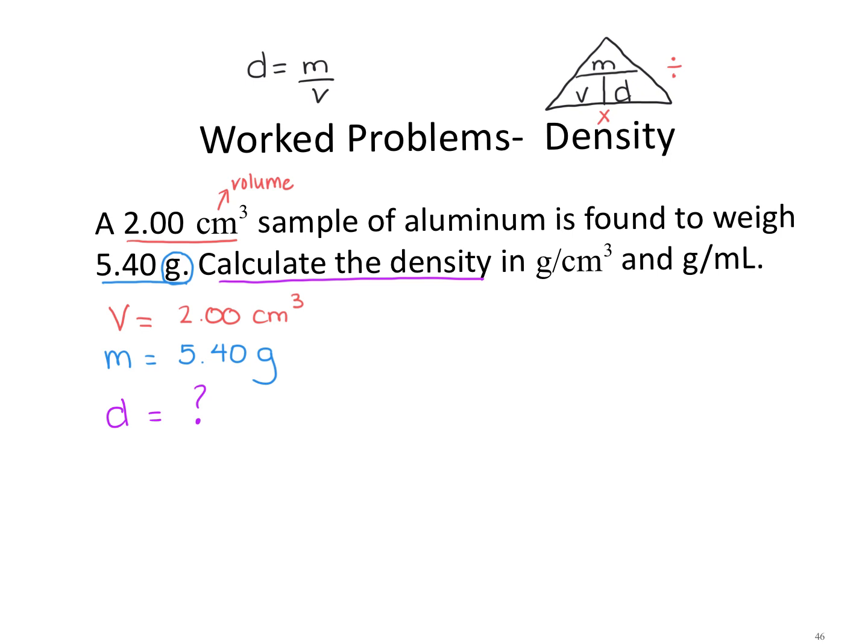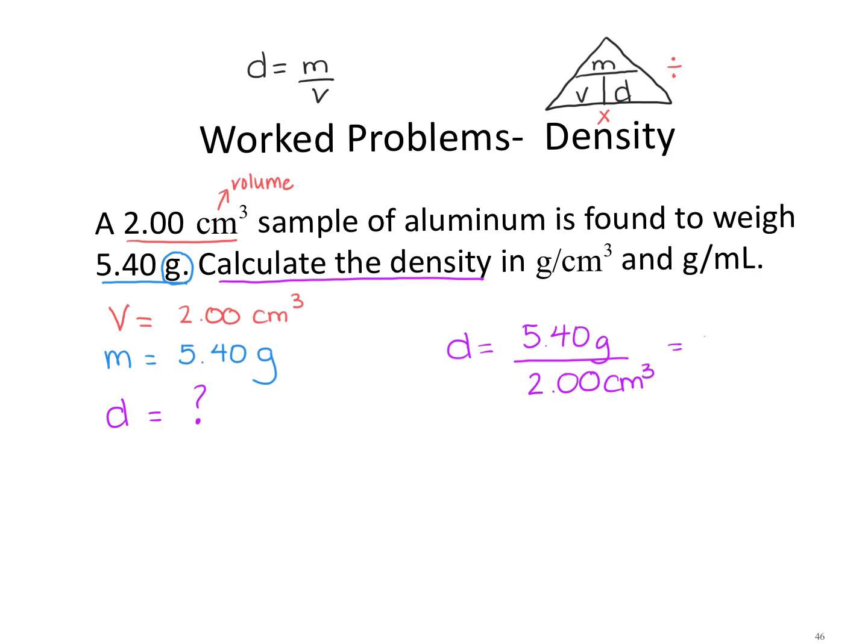And so I've got the volume and the mass, and I now need to relate the density. And I remember the density formula or the density triangle here, where I can take the mass and divide by the volume, and that will give me the density. And so when I set this up, I say, okay, hey, look, I know the density equals the mass, which is 5.40 grams, divided by the volume, which is 2.00 centimeters cubed.